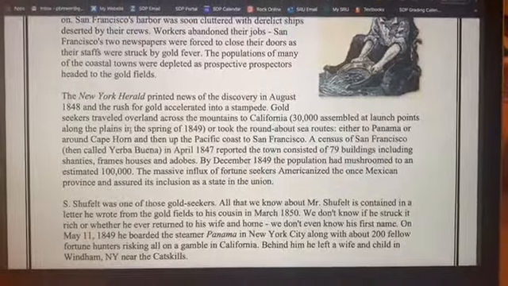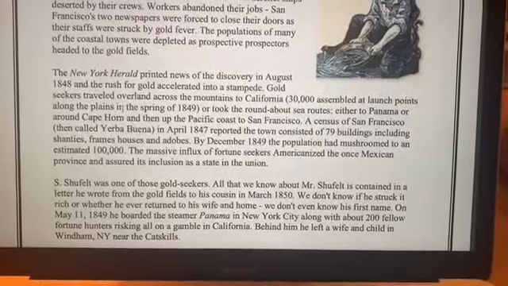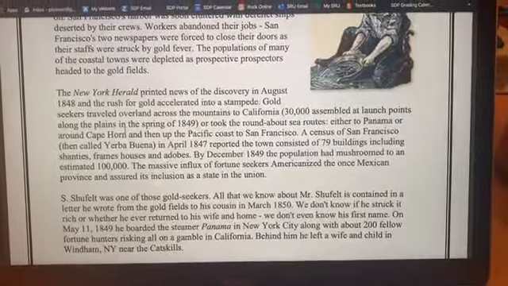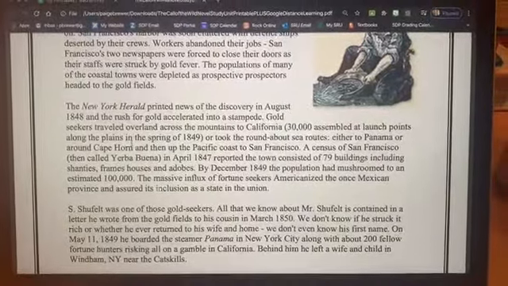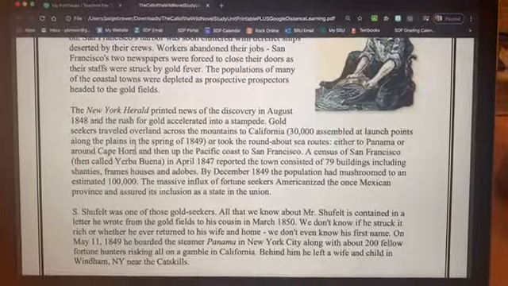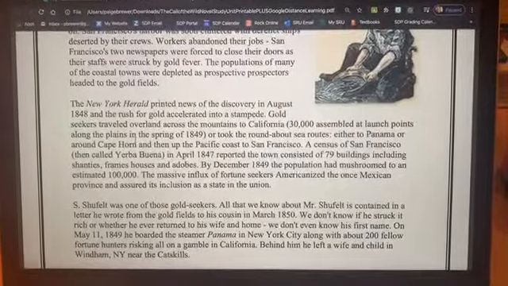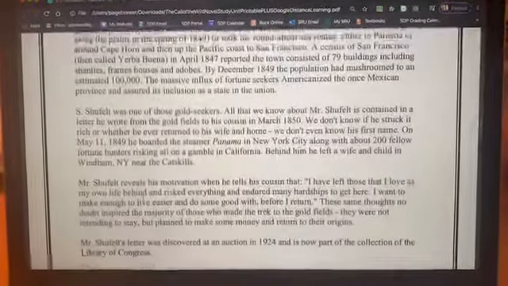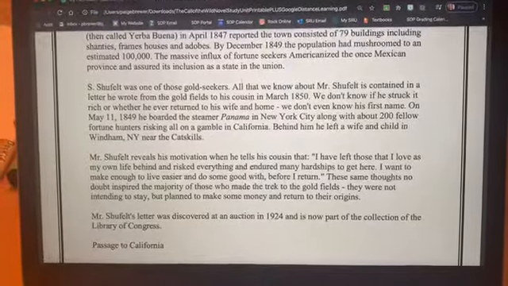A census of San Francisco, then called Yerba Buena, in April 1847, reported the town consisted of 79 buildings, including shanties, frame houses, and adobes. By December 1849, the population had mushroomed to an estimated 100,000. The massive influx of fortune seekers Americanized the once Mexican province and assured its inclusion as a state in the Union. S. Shuffelt was one of those gold seekers.